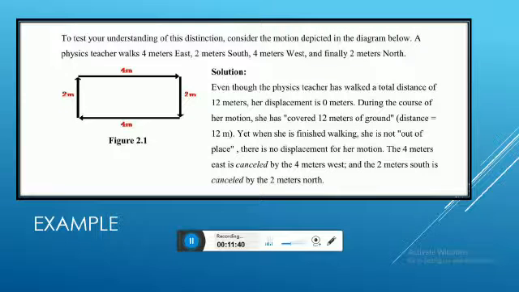Distance is the total path covered. Initially your physics teacher covered 4 meters towards east, then 2 meters towards south, so 6 meters, again 4 meters towards west, 6 plus 4, 10 meters, and further 2 meters toward north. It means your physics teacher covered a 12-meter distance. This is the distance. The question is, how much displacement did he or she cover during this journey?